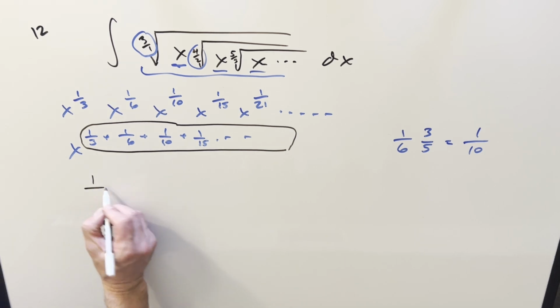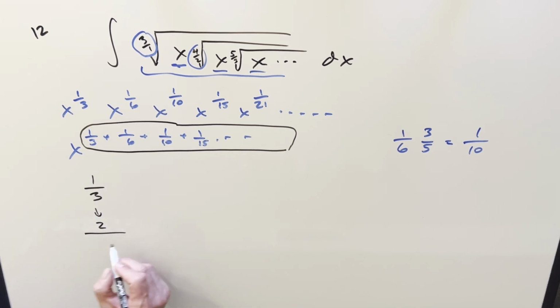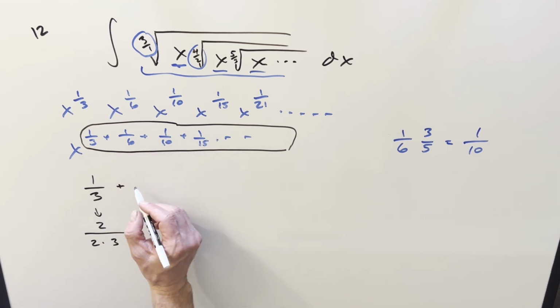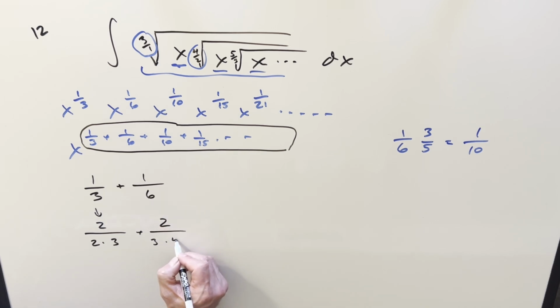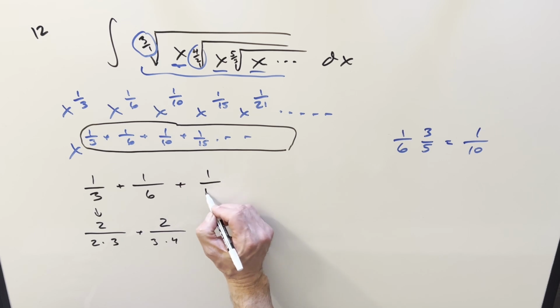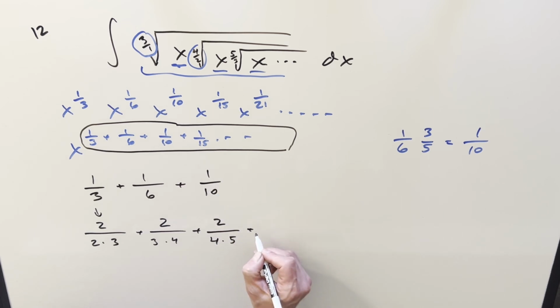So breaking out just the exponent, for 1/3, I can write that as 2/(2 times 3). Just trying to get clear on the pattern here. Then for 1/6, doing the same kind of thing, I can write this as 2/(3 times 4). Then for 1/10, same kind of thing, 2/(4 times 5). And so this is going to go on and on like this to infinity.